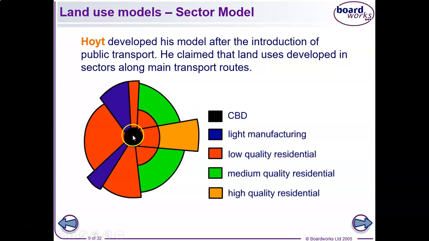And you can see again, you've got your CBD in the middle. You've got light manufacturing out along one route. And the same here, you've got low quality residential housing alongside that. You still have your low quality residential housing centered around the CBD. And then out here in a wedge between these two, light manufacturing. And then as you move out, you've got your high quality housing here, and medium surrounding there.